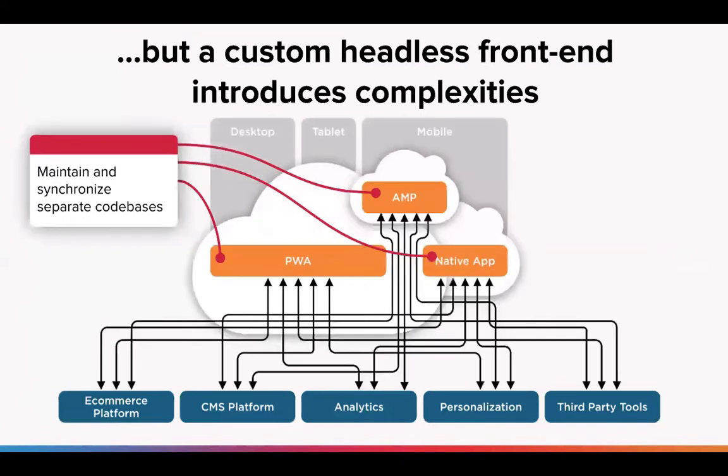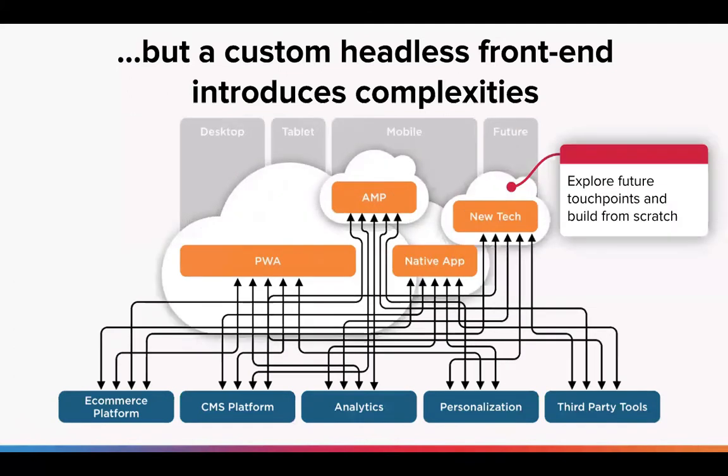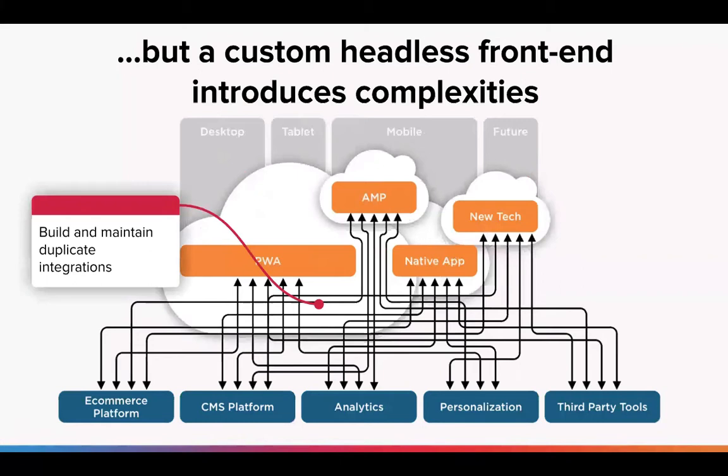And then we realize, as I look at experimenting with more of these touch points with, say, AMP and native apps, I now have separate code bases I need to synchronize. And then I have to explore these new touch points that I have to build from scratch. And then I'm maintaining a bunch of duplicate integrations. I'm calling the content system and the commerce system from 4 or 5 different touch points. If I change one, I have to change it in multiple places. And then I'm going back to what's going to slow me down from an organizational perspective.